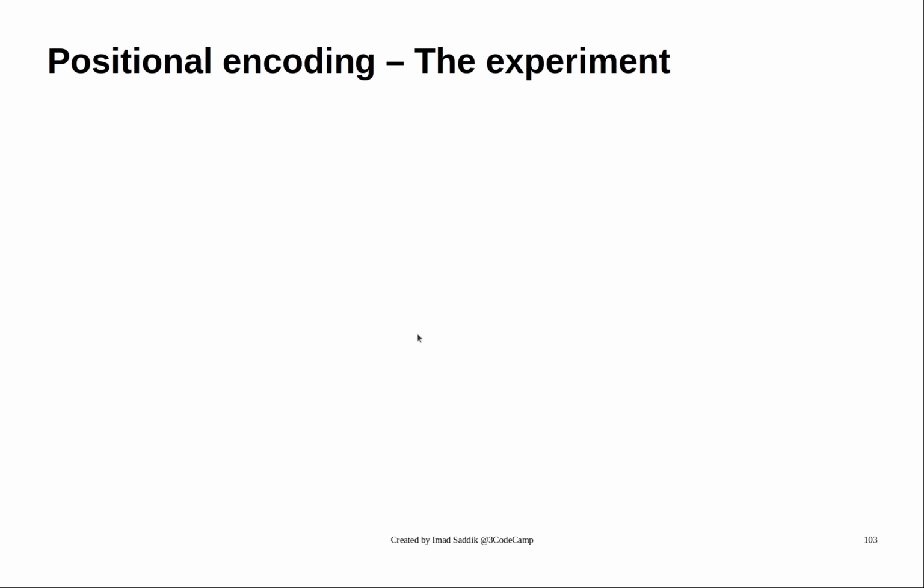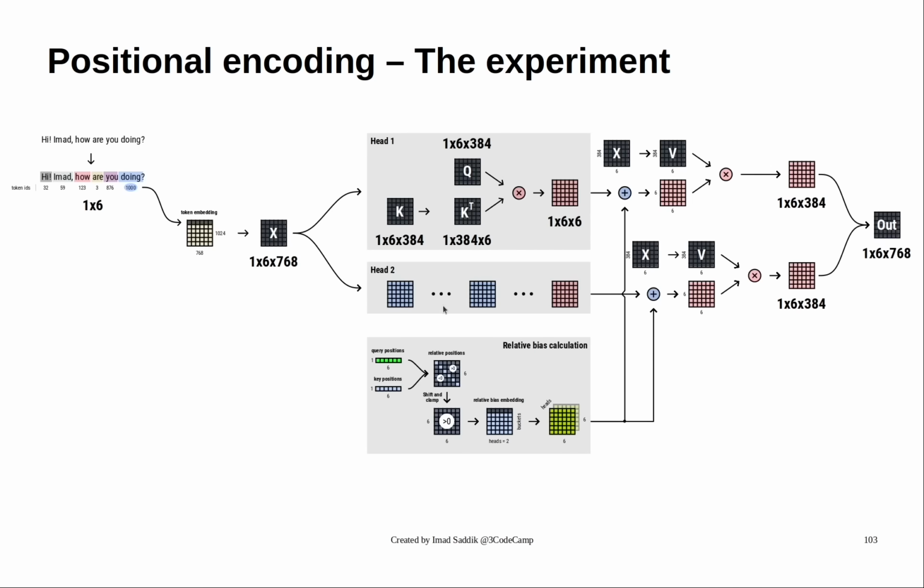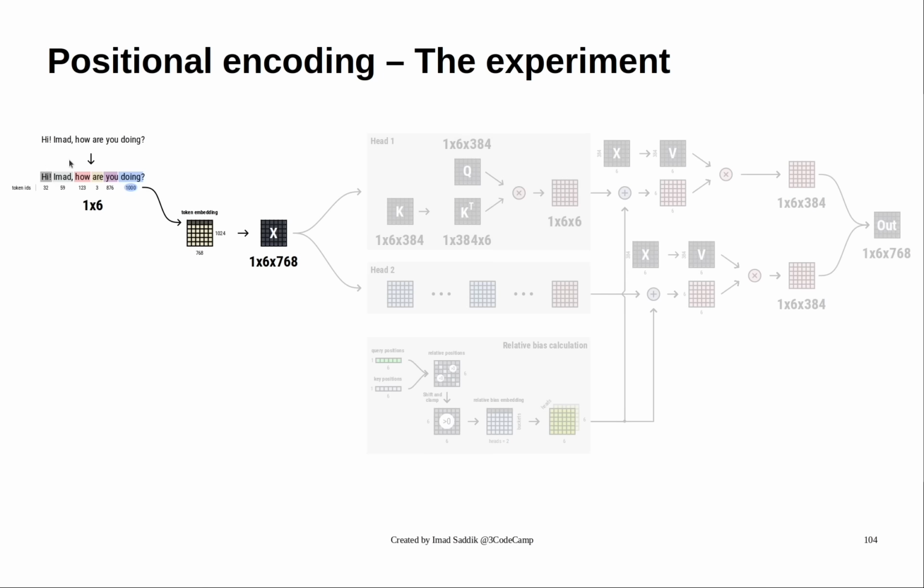Since this method is a little bit tricky to implement, I decided to make this diagram to help explain how the model uses this method. The diagram looks a little bit scary because it's big, but I'll make sure to explain each part individually so that you can understand the full picture. We start with a sentence. In this case, the sentence is, "Hi Imad, how are you doing?" We split it into individual tokens. Here we have 6 tokens and 1 sentence. This is the input shape. 1 is the batch size, and 6 is the number of tokens in the sequence.